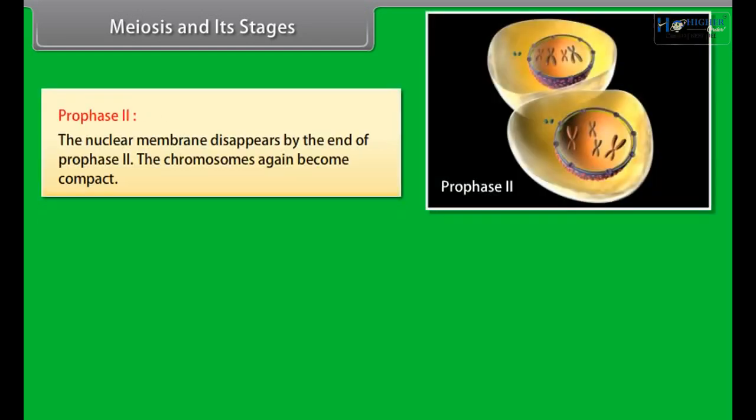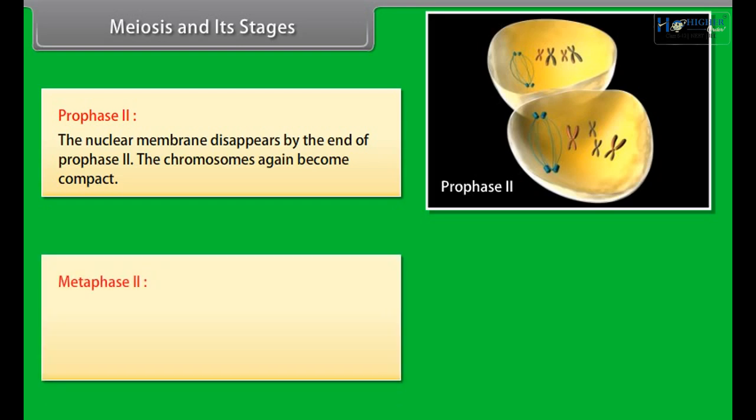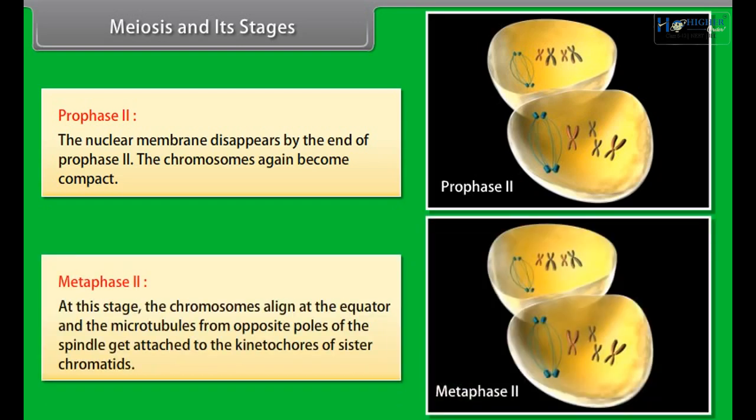The nuclear membrane disappears by the end of prophase 2. The chromosomes again become compact. After prophase 2, metaphase 2 takes place. At this stage, the chromosomes align at the equator and the microtubules from opposite poles of the spindle get attached to the kinetochores of sister chromatids.